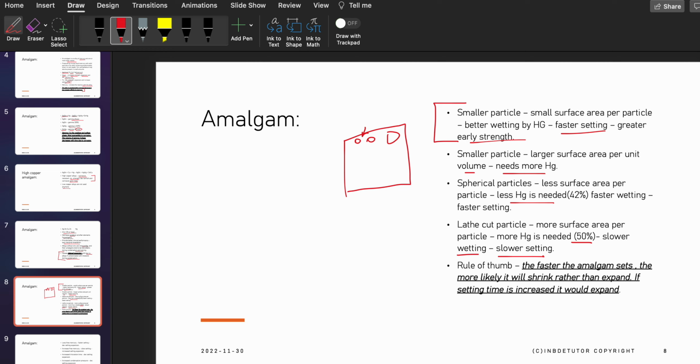So rule of thumb: the faster the amalgam sets, the more likely it will shrink rather than expand. If setting time is increased, it would expand. Before this, they used to think that the faster the amalgam sets, the more it is going to expand. No. Now they say that the faster the amalgam sets, the more likely it will shrink rather than expand.